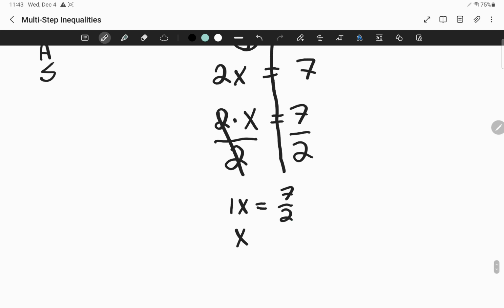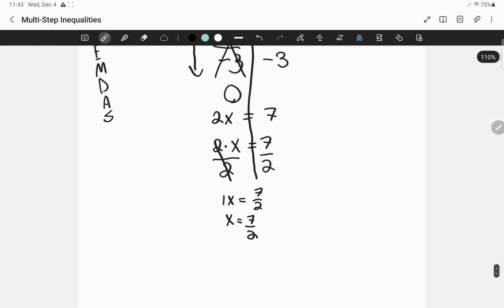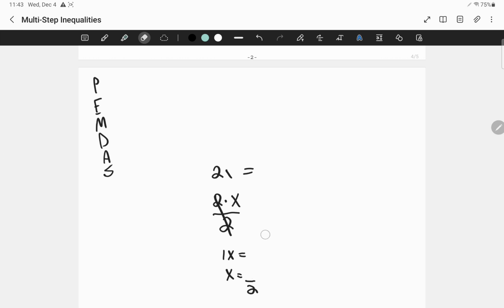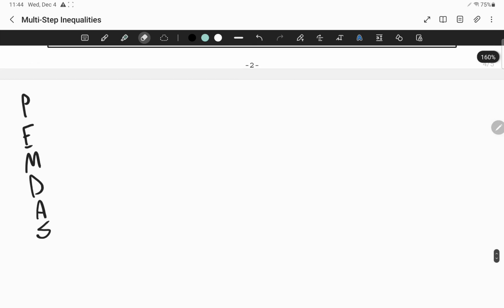Now, can I simplify the fraction? No, I can write it as a decimal, but can I simplify it? No, I cannot. So that would be my answer for this, okay? That is how you solve for x, but I'm not going to stop right there because I want to make sure I show you guys a lot of different steps. Now, maybe on the next video, I'll go more over the inequalities, but I really just want to make sure you guys understand how to solve for x. Something that should be pretty easy for you guys.